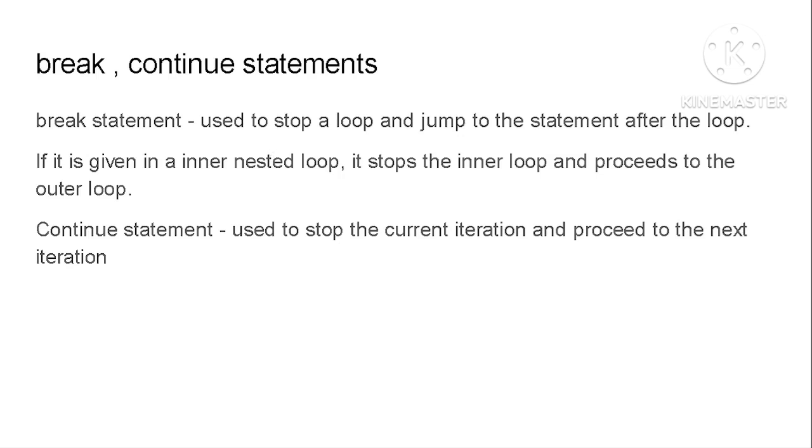Suppose the loop is scheduled to be done 100 times, but in the fifth time you give a break statement. The break statement is executed in the fifth time. The loop will completely stop and it will come out of the loop and do the next statement after the loop. If it is a nested loop and you give a break statement in the inner loop, then it will stop the execution of the inner loop completely and go to the outer loop.